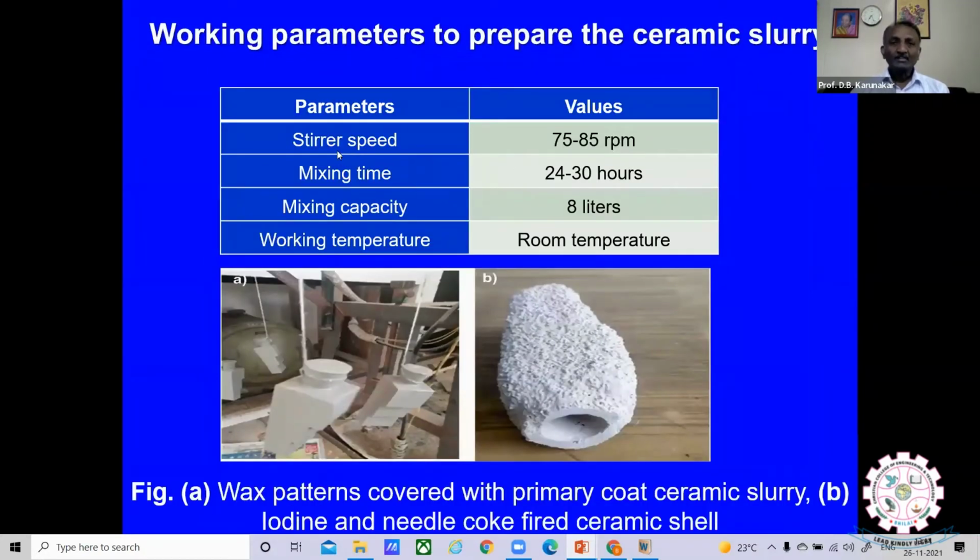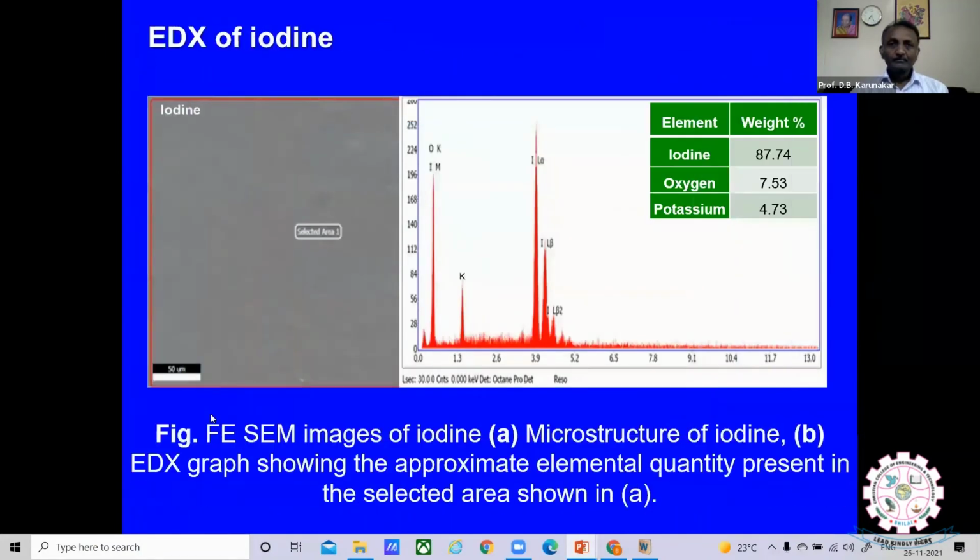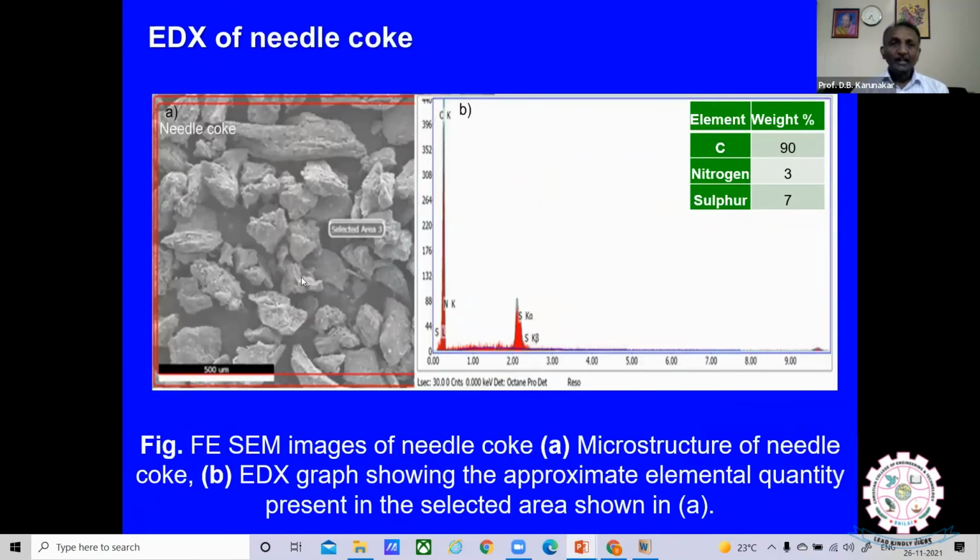Now these are the parameters: stirrer speed 75 to 85 RPM, mixing time 24 to 30 minutes, mixing capacity 8 liters, and working temperature, room temperature. And you see, this is the ceramic shell we have created. These are the patterns. This is the ceramic shell. Now you see FESEM images of the iodine. Now this is the needle coke. Needle coke was looking like this in the FESEM analysis.